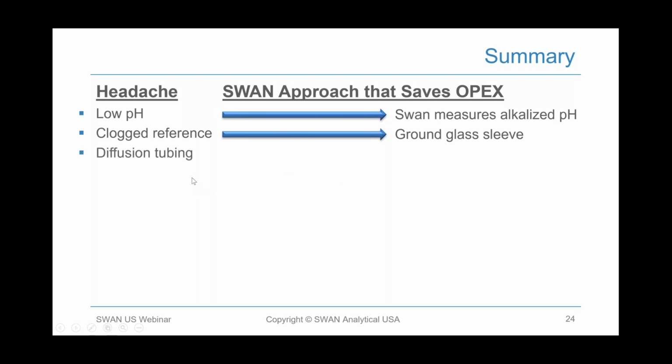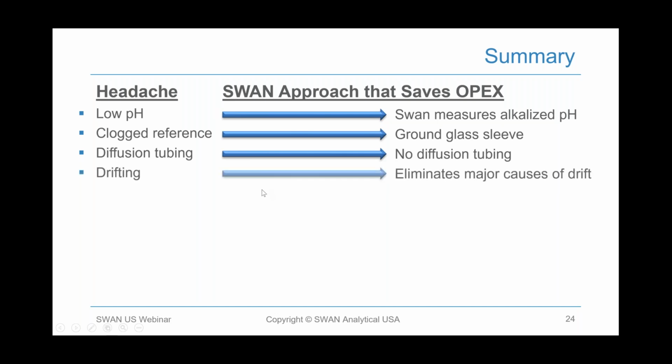Diffusion tubing, it embrittles over time. Swan does not use diffusion tubing. We just use the vapor phase. Drifting, the reference electrode chosen for our monitoring system eliminates major causes of drift, such as fluctuations in pH, temperature, and sample flow. Electronic drift, all instruments experience electronic drift.